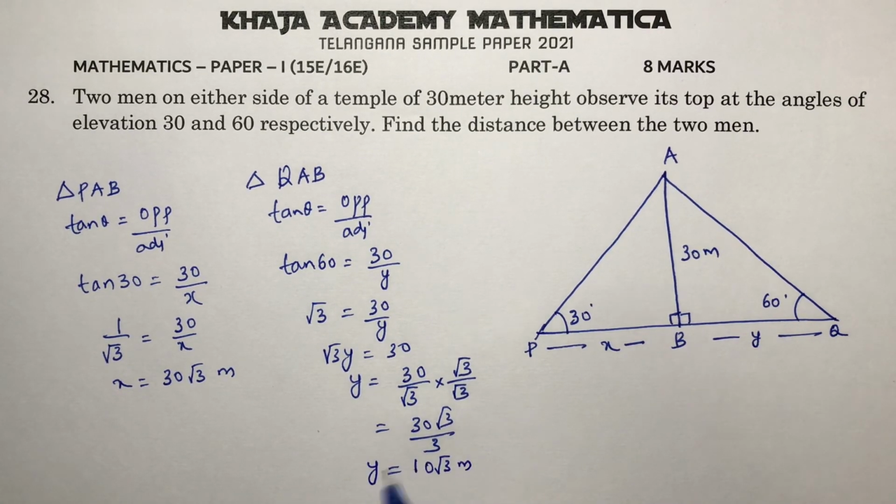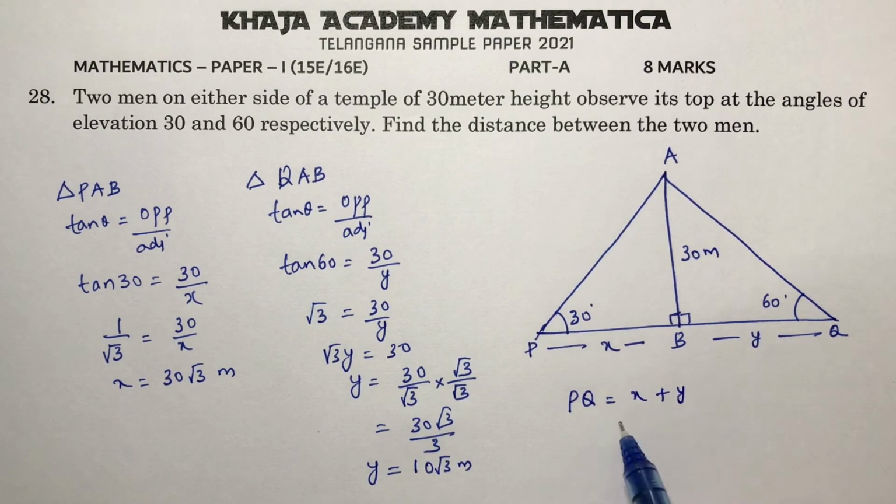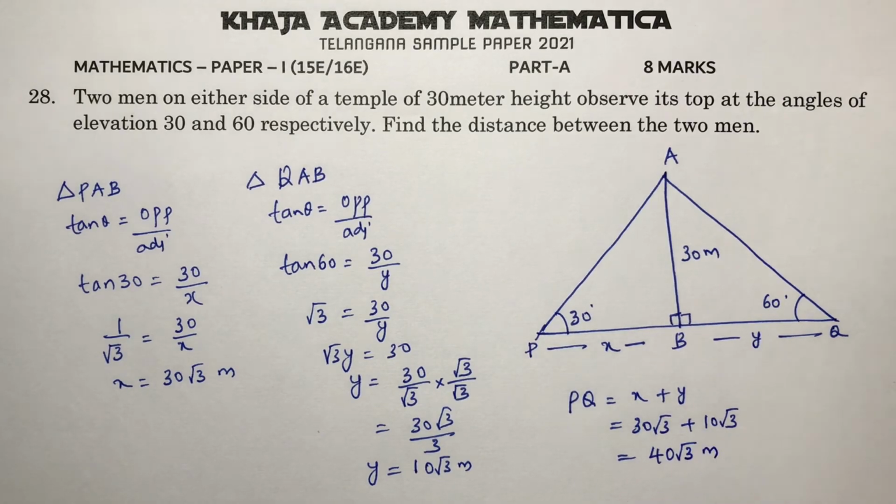10 root 3 meters. We need to find the distance between PQ, that is nothing but x plus y. x is 30 root 3 and y value is 10 root 3. So the distance between the two persons is 40 root 3 meters.